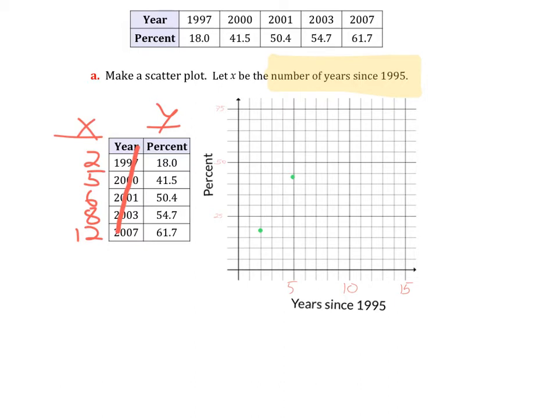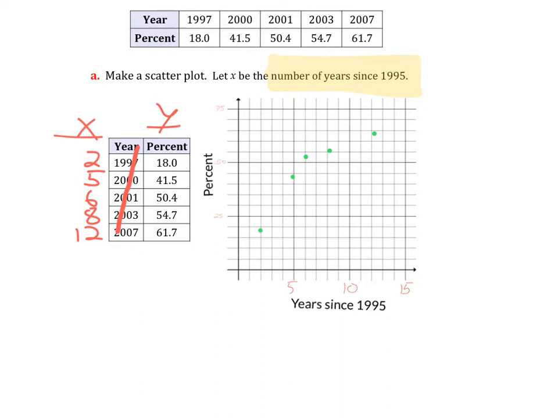Next, 6 and 50.4. So 6 and 50.4 would be right about there. 8 and 54.7. Let's see. And then 12 and 61.7. All right, you'll notice my points are not exact. I'm not expecting your points to be exact. Anytime we are making trend lines, it's almost impossible to have exact points.